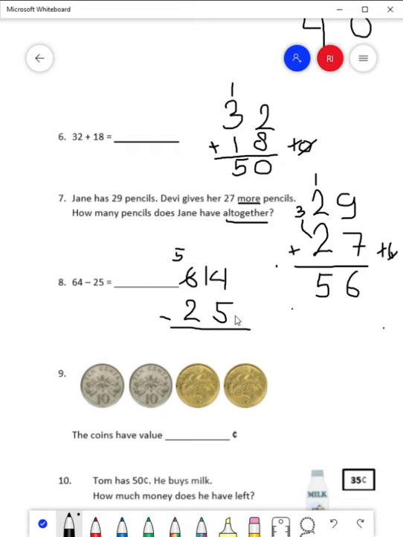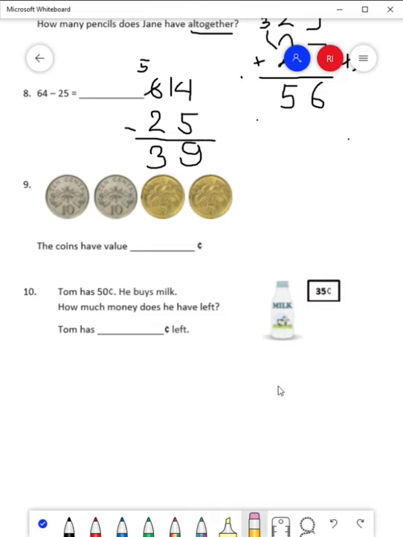14 minus 5. Now it's possible for 14 to be subtracted by 5. 14 minus 5 equals 9. And now 5 minus 2, we got 3 now. So the answer is 39. Okay, so let's move to number 9. Number 9 is actually about money.